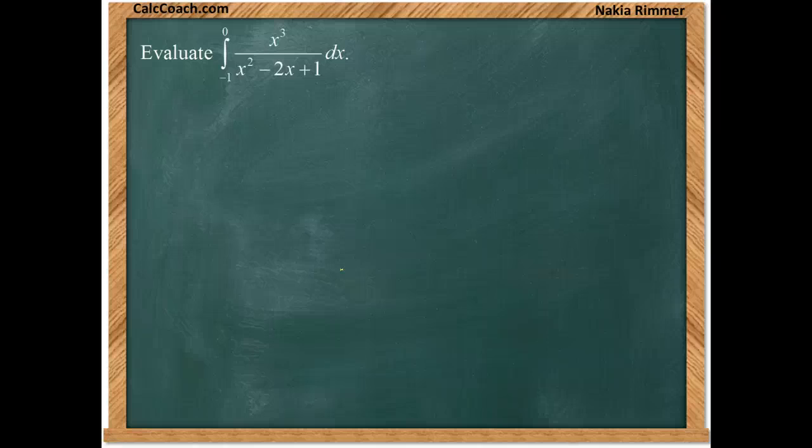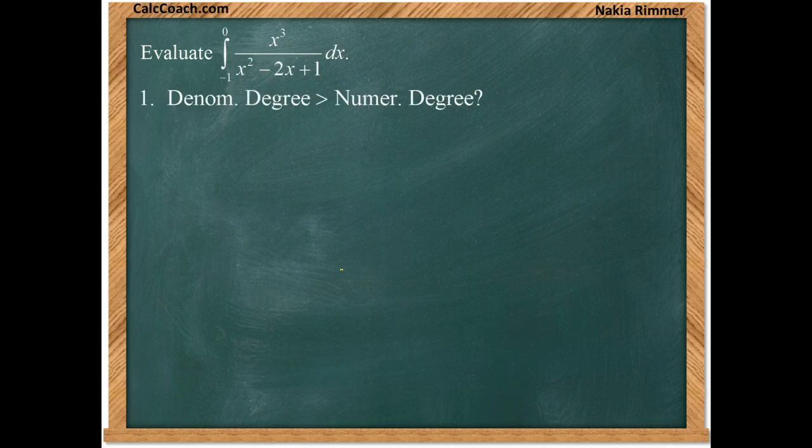Evaluate the integral of x cubed over x squared minus 2x plus 1 from -1 to 0. The very first question you have to ask yourself is, is the degree of the numerator greater than the degree of the denominator? And the answer here is no. This causes extra problems because of algebra that we need to do to even get this problem started.